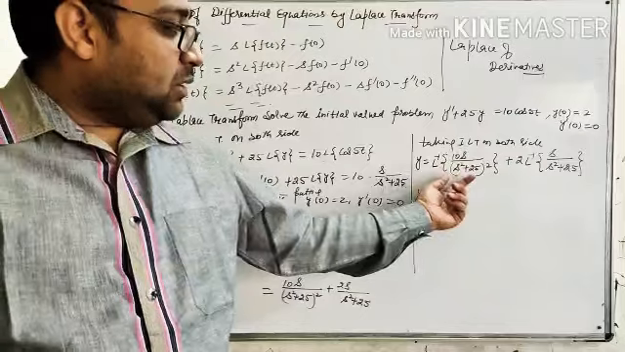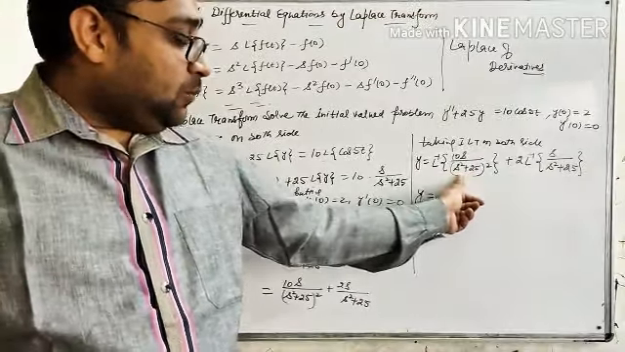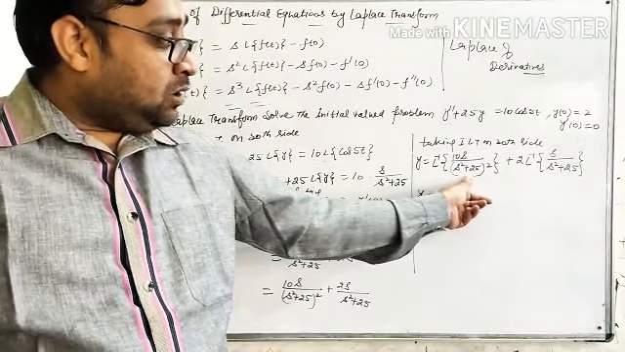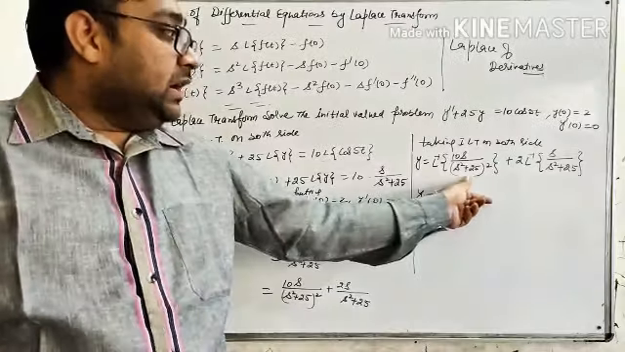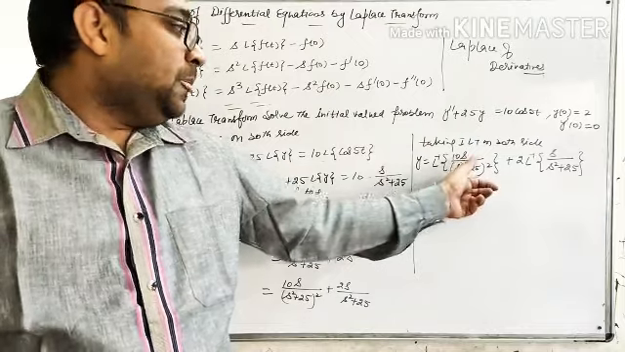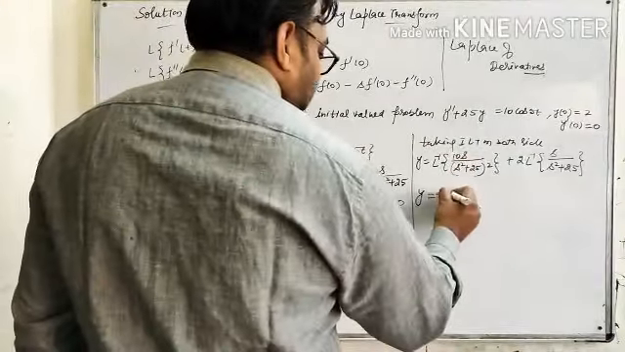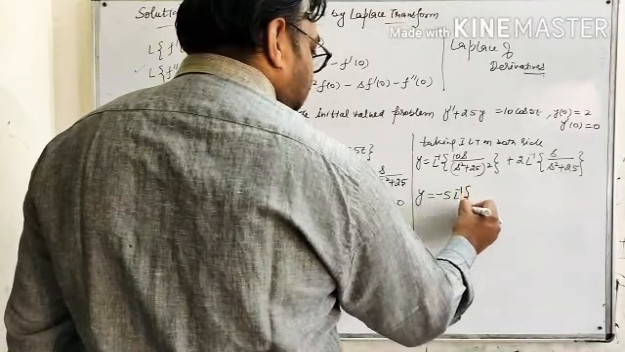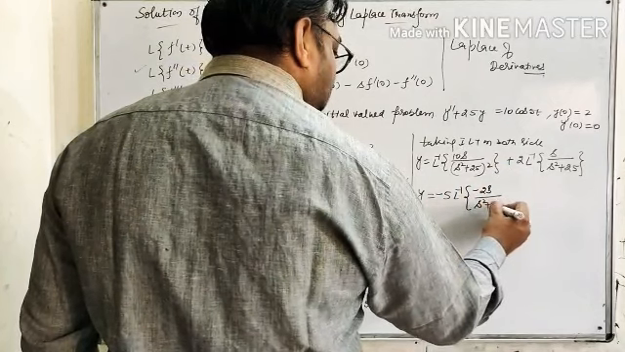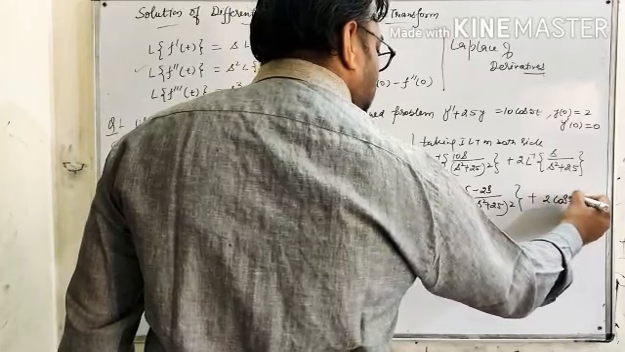Now using the concept of differentiation, what is the main function whose differentiation is this? The function may be of the form 1 upon s square plus 25. If the function was 1 upon s square plus 25, then its differentiation is minus 2s upon (s square plus 25) whole square. It means this 10s will convert into minus 2s. So we can take minus 5 outside, that is, we can write it as minus 5 inverse Laplace of minus 2s upon (s square plus 25) whole square, and the other term can be replaced by cos 5t.